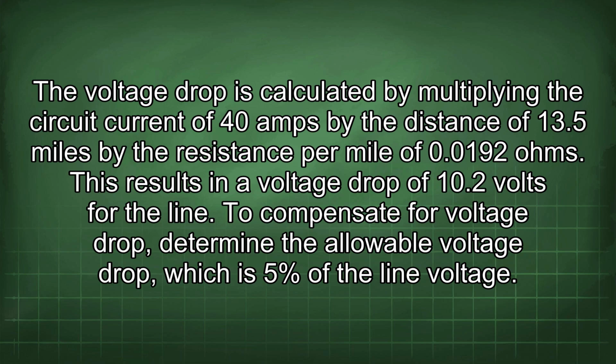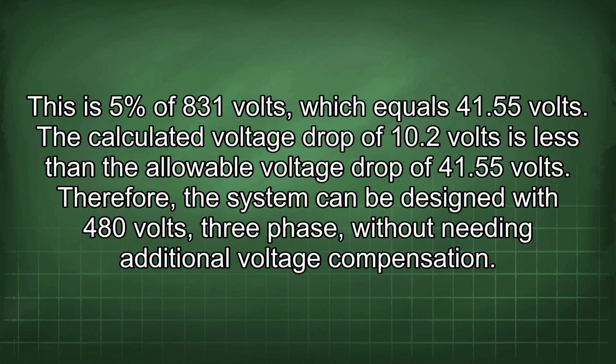To compensate for voltage drop, determine the allowable voltage drop, which is 5% of the line voltage. This is 5% of 831 volts, which equals 41.55 volts. The calculated voltage drop of 10.2 volts is less than the allowable voltage drop of 41.55 volts. Therefore, the system can be designed with 480 volts 3-phase without needing additional voltage compensation.